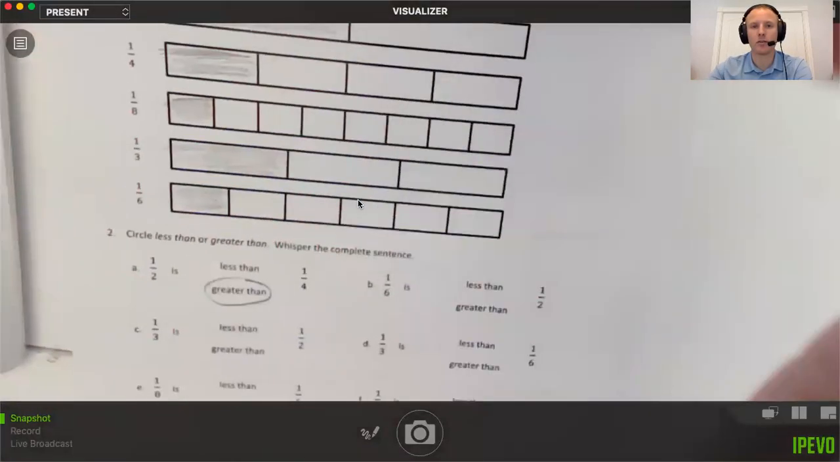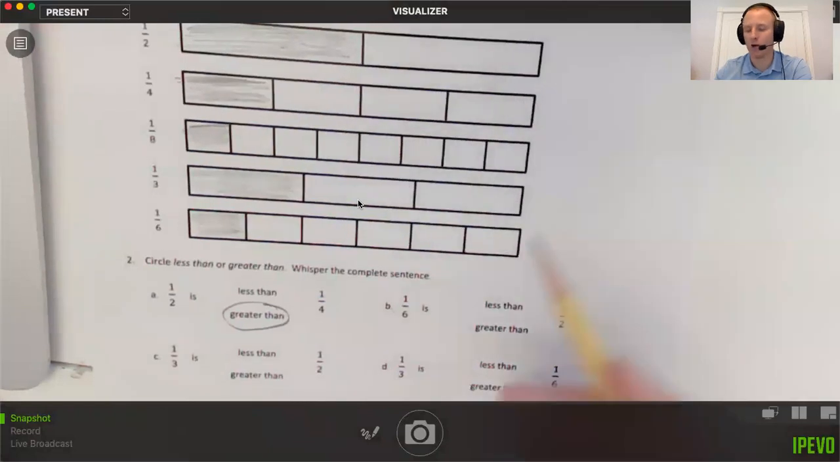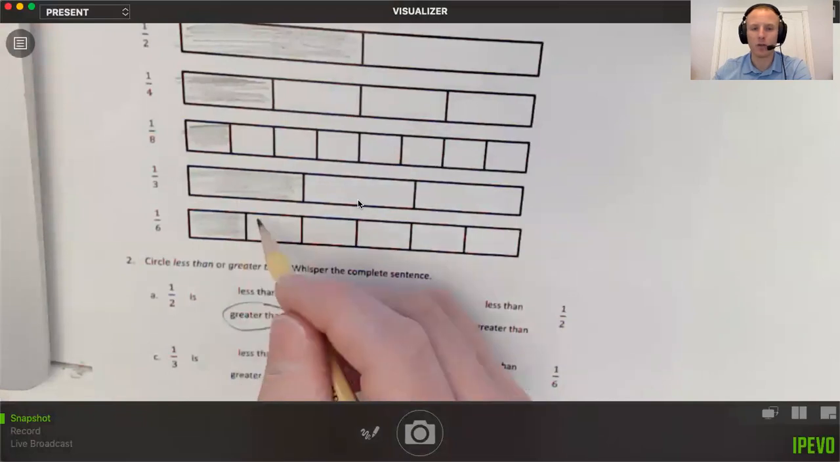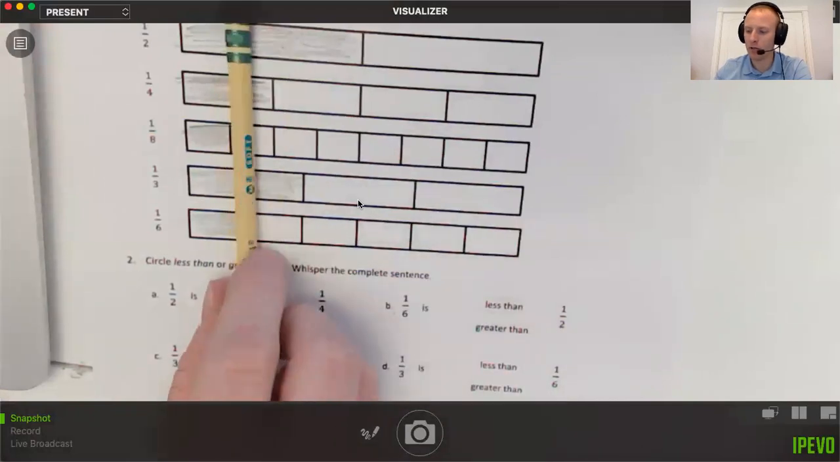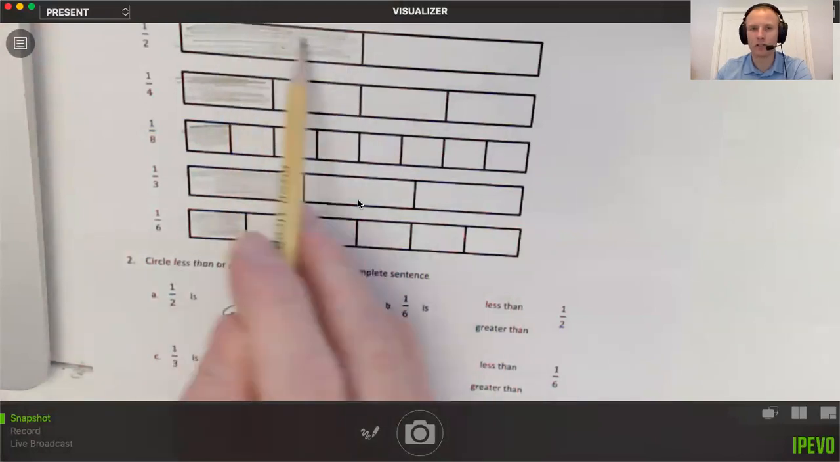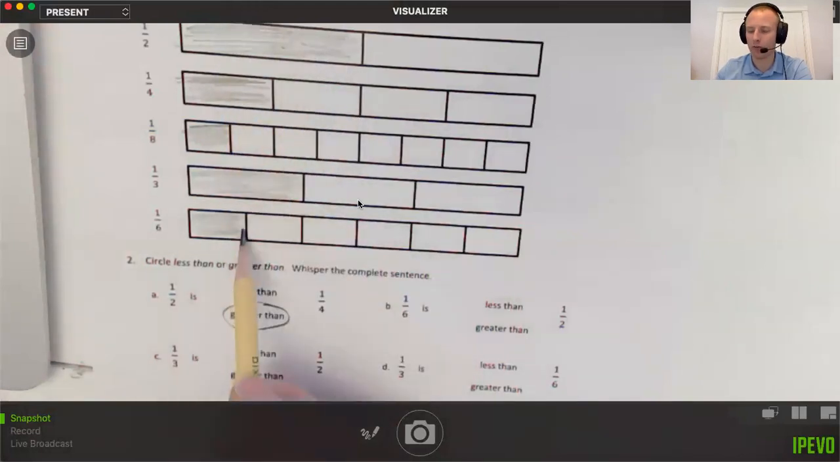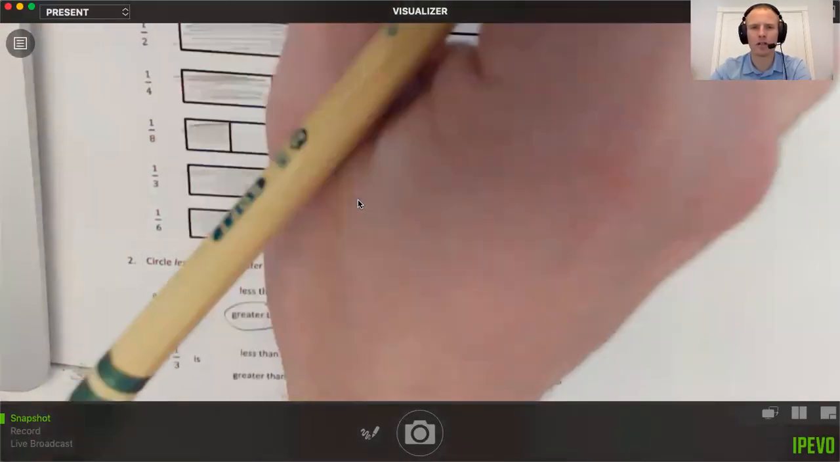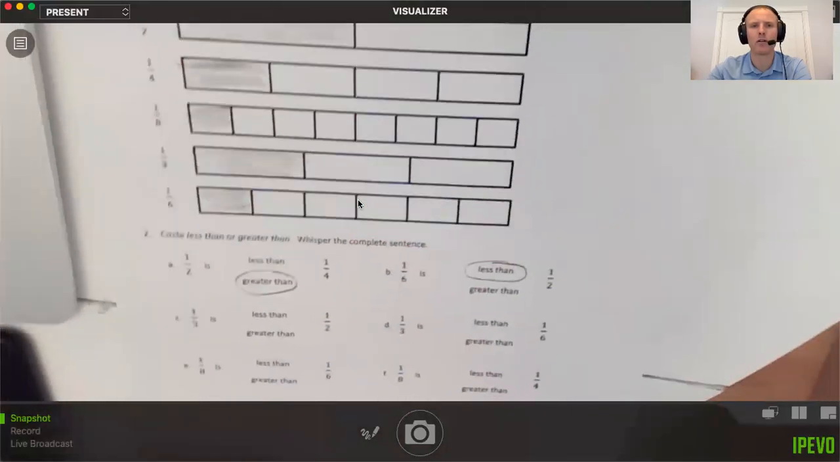Here, the trick to this is going to be able to see all the fraction strips and the problems at the same time. Could be a challenge for the camera. 1/6 is less than or greater than 1/2. Well, 1/6 is right here. And if we look at 1/6, then I'll use my pencil here. If I draw a line straight up, you can see that 1/2 extends well past where 1/6 goes. So 1/6 is less than 1/2. Let's do all of these, and then we're going to make some generalizations about them after.